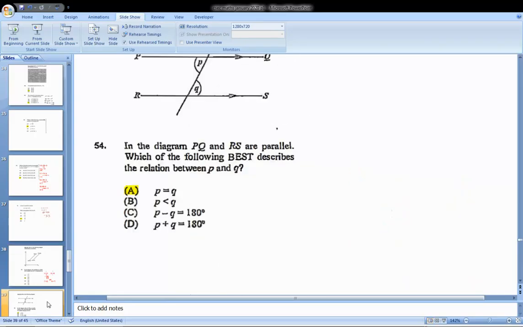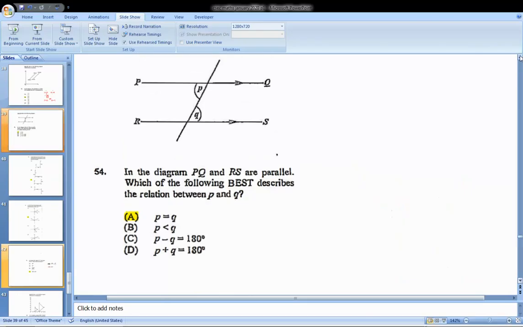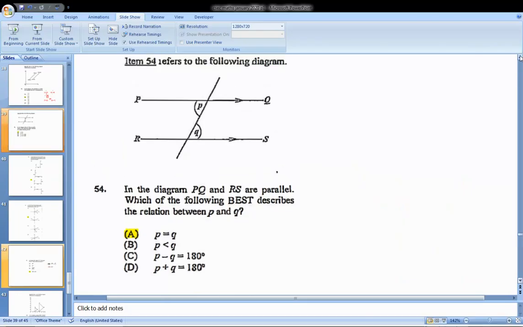Let's move on to our next question now. Number 54. It says item 54 refers to the following diagram. In the diagram, PQ and RS are parallel. Which of the following best describes the relation between P and Q? When you take a look at this, right away we recognize that the alternate angles P and Q are the same. So therefore, our answer would be A, P equal Q.